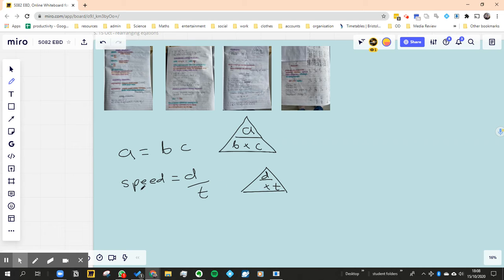Now, the symbol for speed is irritatingly v, and there is a reason for it, but I won't go into that now. But yeah, let's do another one.